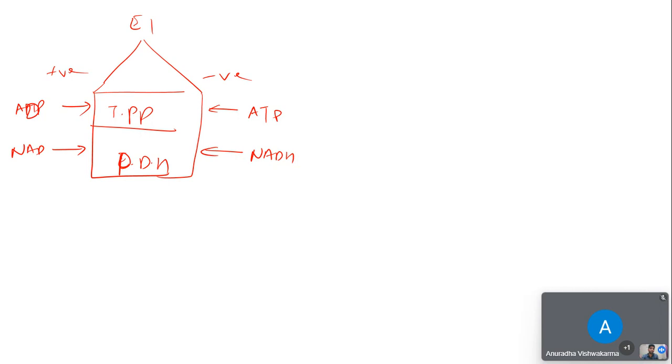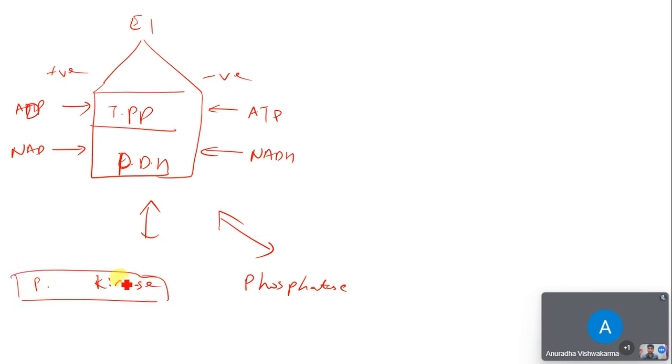But these enzymes can also be regulated by two further enzymes. One is a kinase and one is a phosphatase. Have you studied about this? The two enzymes that regulate this enzyme. No, sir. This phosphatase and kinase.